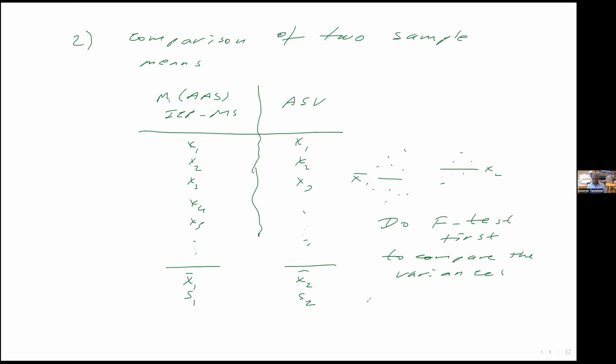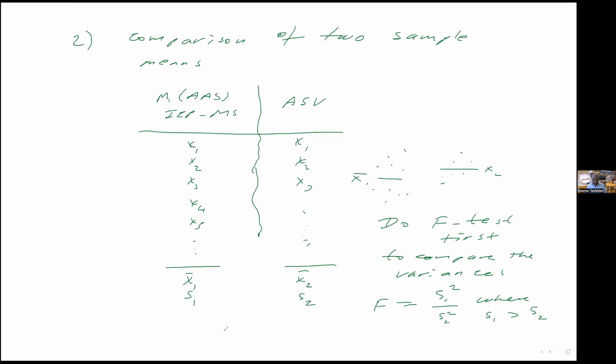And then this is done by F equals s1 squared over s2 squared, where s1 is greater than s2. So if this one is, for example, greater than this one, then we put s2 here in the denominator and the larger one in the numerator. So the value is there.